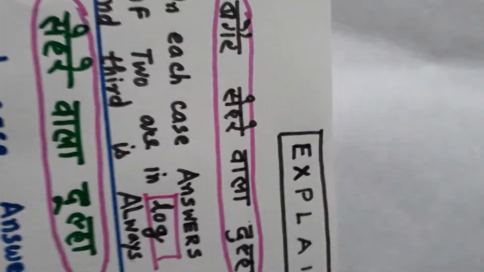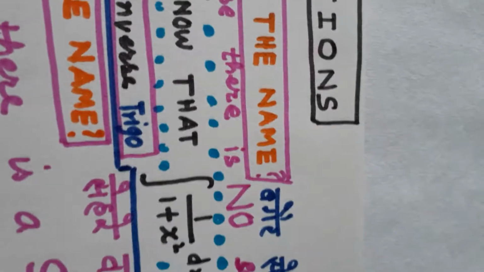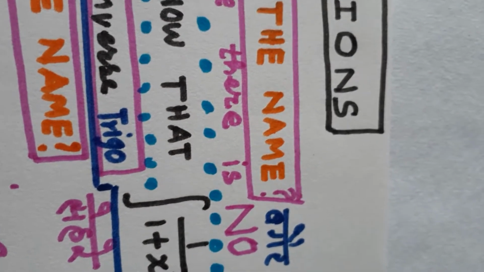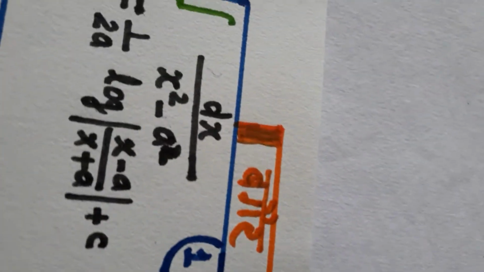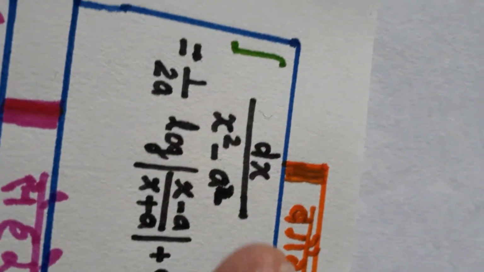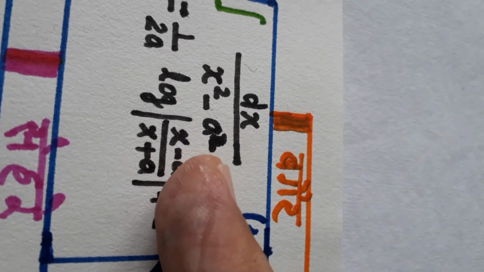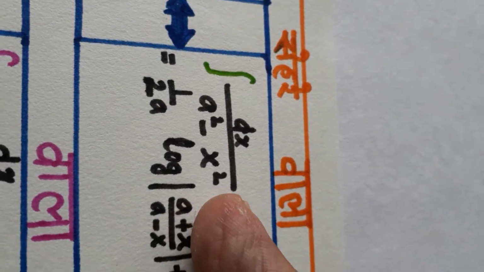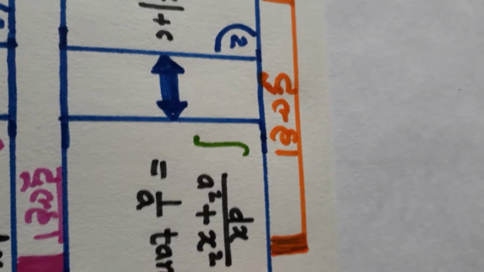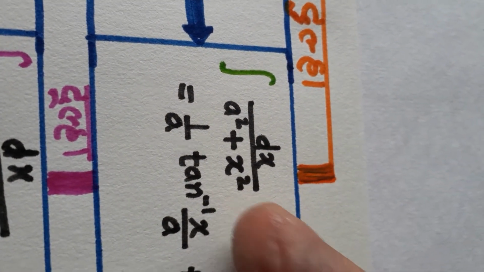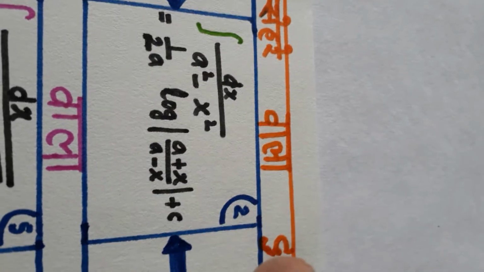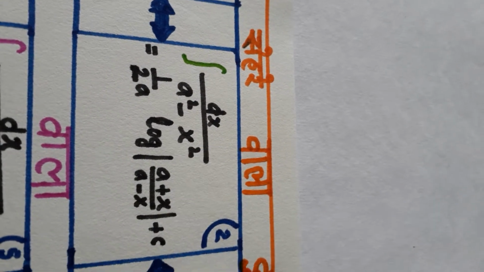Look here, why the name बगैर सेरे वाला दूल्हा? Because in these 3 formulas, that is dx over x square minus a square, there is no square root. Dx over a square minus x square, there is no square root. Dx over a square plus x square, there is no square root. Now look here, all these 3 formulas, बगैर सेरे वाले दूल्हे, they are in squares.